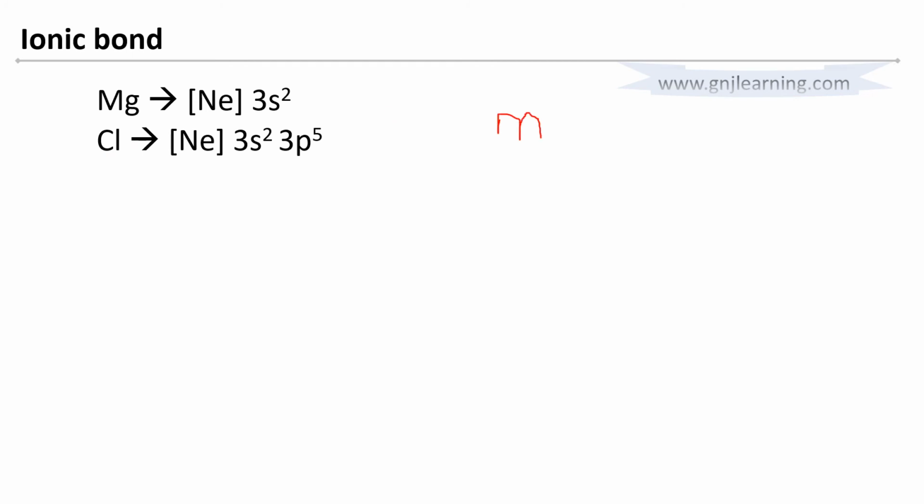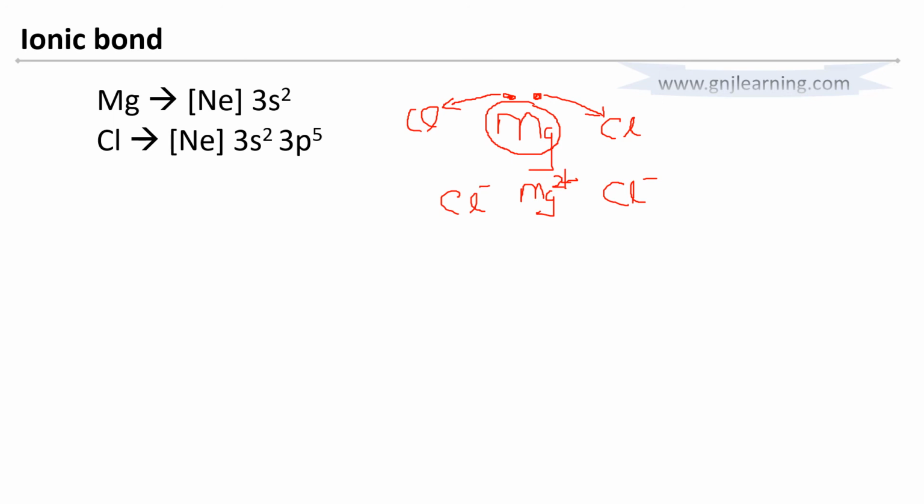So if we have magnesium with 2 extra valence electrons to give away, it will approach chlorine on this side and another chlorine on this side, and it will give 1 electron to this chlorine and the second electron to this chlorine. Clear? Now what happens? Since magnesium has lost 2 electrons, it will become Mg2+. Clear? Whereas chlorine on this side will gain 1 electron and this side will gain 1 electron. Both will become Cl- each.